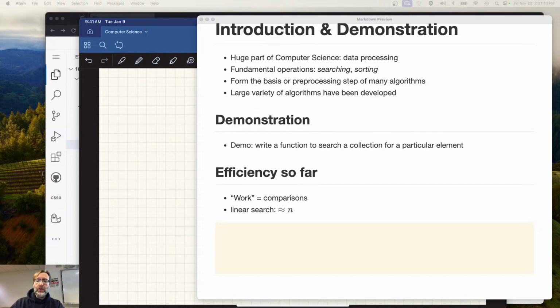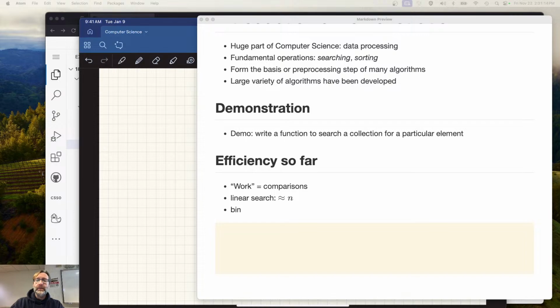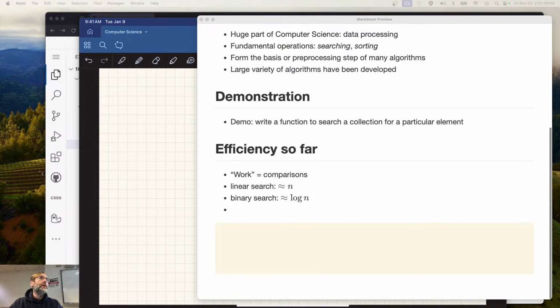Then we looked at binary search, where it was approximately log n. Remember that our logs are log base 2 implicitly, which is an exponential speedup. But of course, binary search required that the entire array be sorted to begin with. So we developed a sorting algorithm called selection sort, and we analyzed that pretty quickly last time.